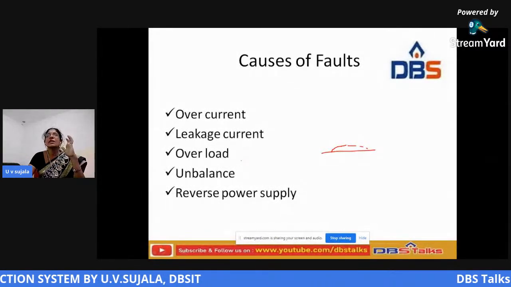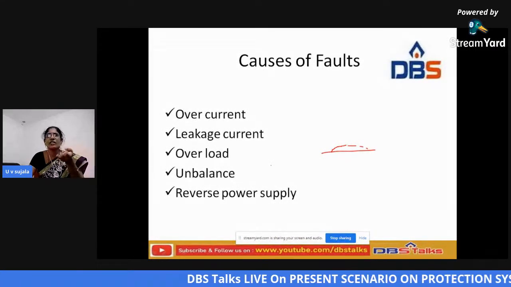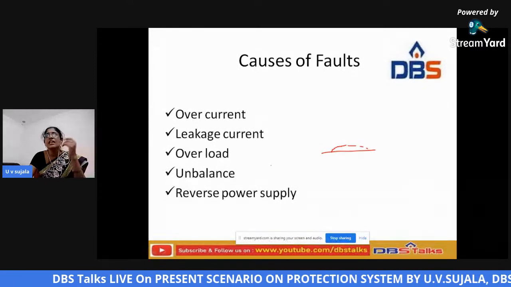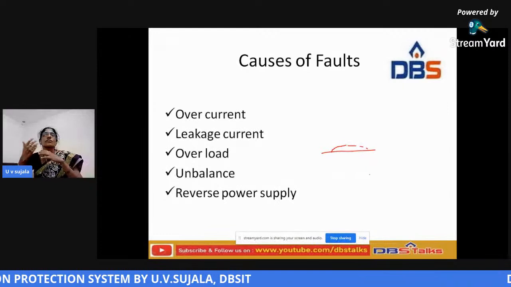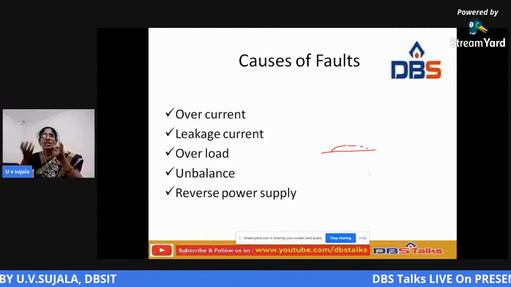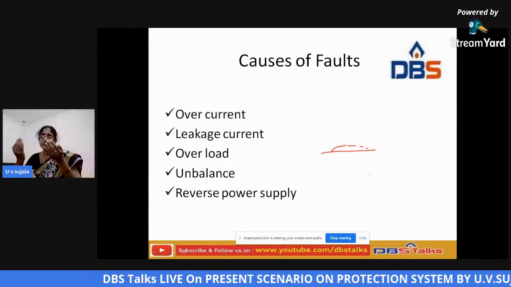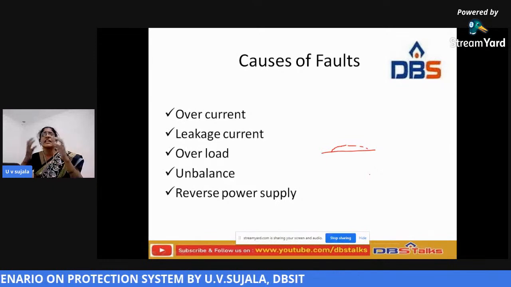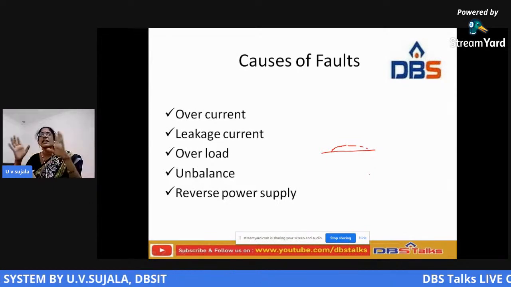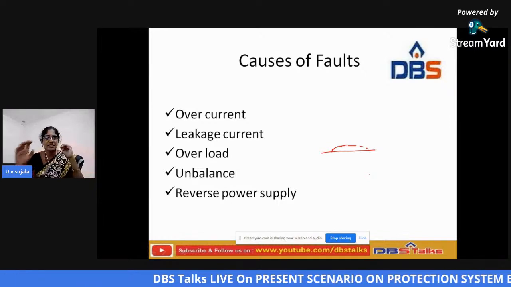Next, overload. Suppose I am sending some 11 kV or 220 kV, whatever it may be. Much more load will be taken from the output, then it will be called overload. And then unbalanced system. If the three phases are in an unbalanced condition, then it is called an unbalanced system.